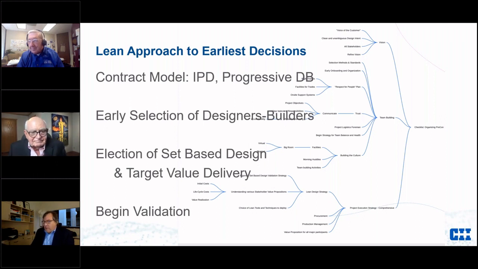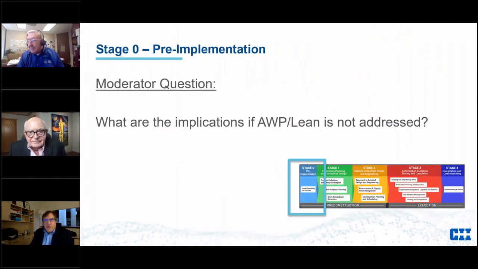All right, thank you. Okay, so let's go to a question for you. What are the implications if AWP or Lean is not addressed at this stage? So let me go ahead and start out with Fish, just a couple minutes, and Dan, please chime in. So if we don't have AWP or Lean early on, as you suggest, what happens?